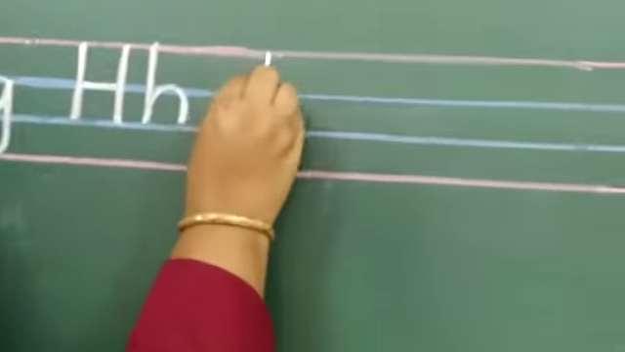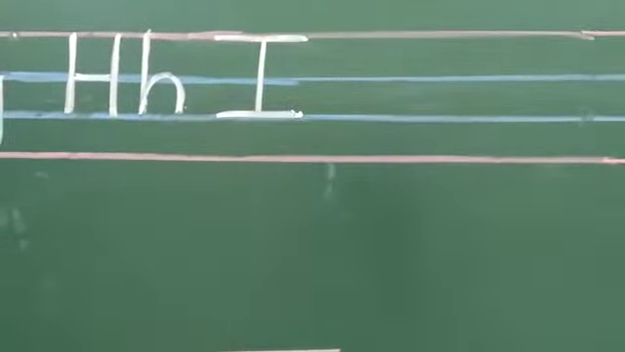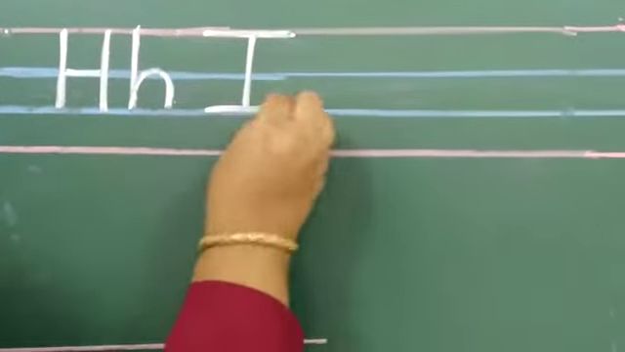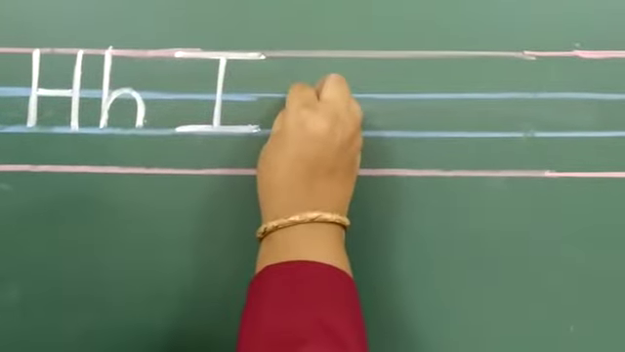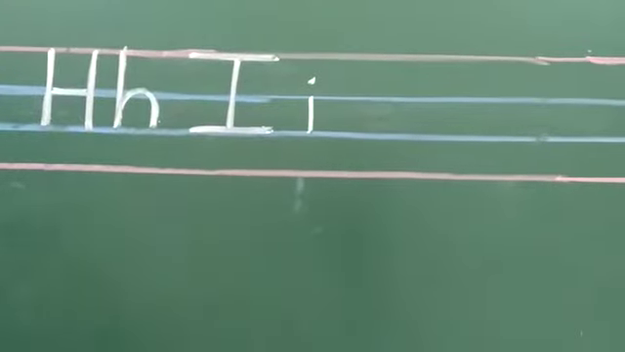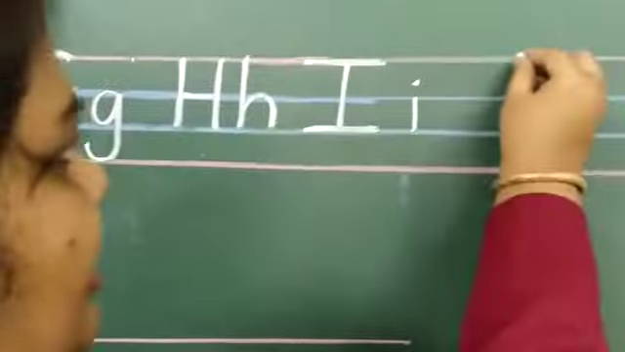Now we are writing I. I is very easy. One standing line and 2 sleeping lines. Okay? One standing line. Small i, you have to write it between the blue lines. See? One small standing line and one dot here in the middle. G, H, I.